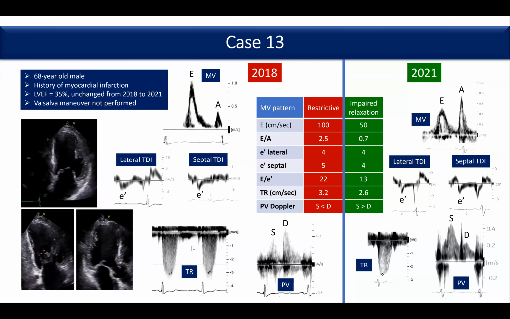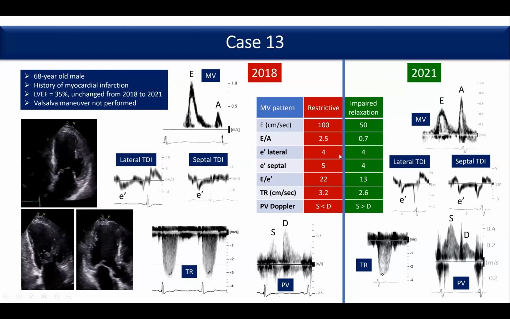TR velocity is also high at 3.2 meters per second, and the pulmonary vein Dopplers have a small systolic, large diastolic. You see here, it's a restrictive pattern, high LA pressure. All the parameters go with high LA pressure. The restrictive pattern, the low tissue Doppler velocity is major abnormal relaxation, but you don't see it because the LA pressure is high. The E/E prime ratio is high. The TR velocity is high. The S to D ratio is abnormal.